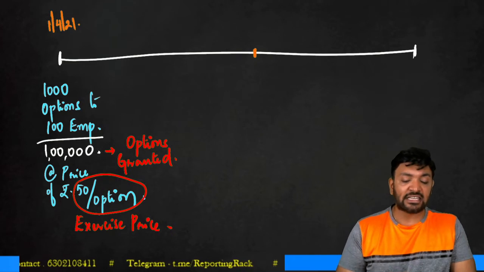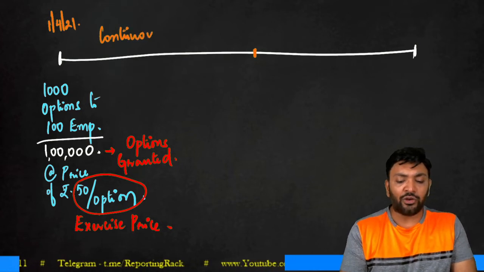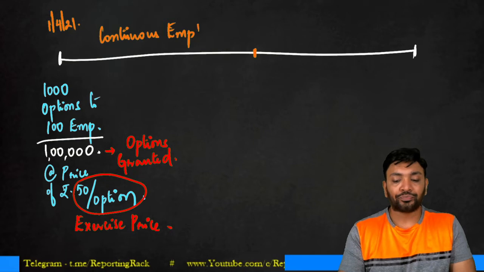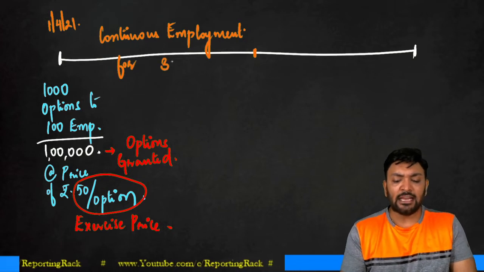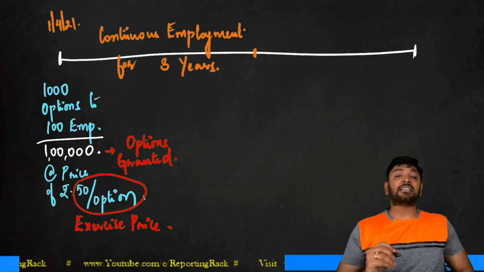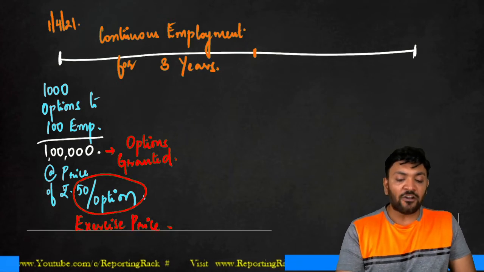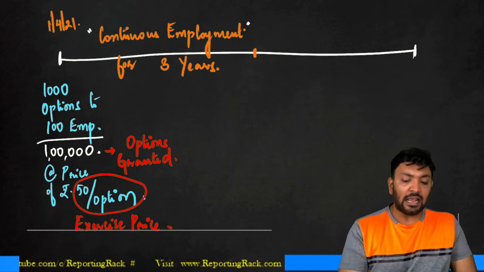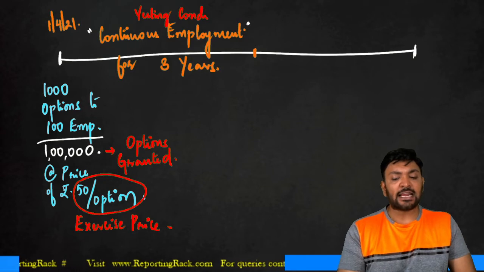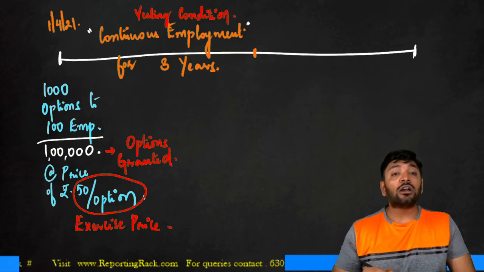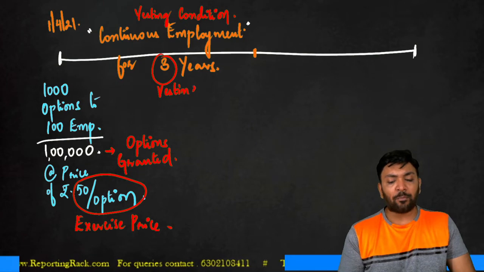Let's say the condition attached here is continuous employment for 3 years. This is called a service condition, a condition which is based on the service of the employee. This way, continuous employment is called a vesting condition. How long should this vesting condition be satisfied? For a period of 3 years, this is called the vesting period.